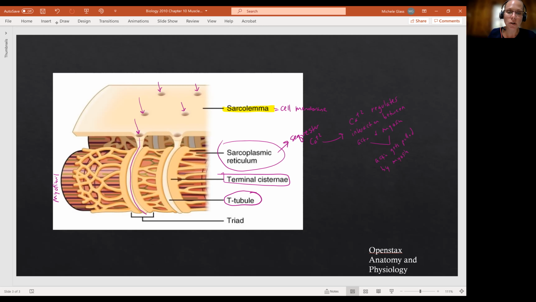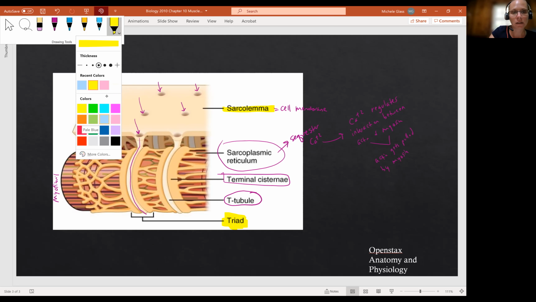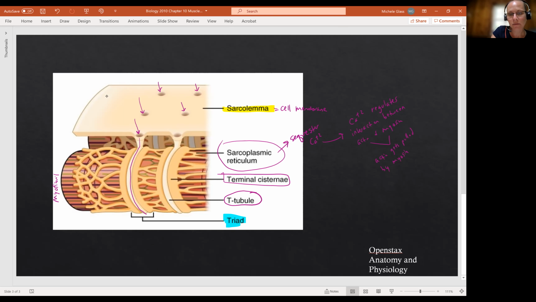So the enlarged chamber is called the terminal cisternae. Now notice we have a structure that's listed as triad. Triad means three things. As we look at this, we see that the triad is composed of terminal cisternae, t-tubule, terminal cisternae. So the three things of the triad are the terminal cisterna, t-tubule, terminal cisterna. So I like to talk about it as like a terminal cisterna t-tubule sandwich.